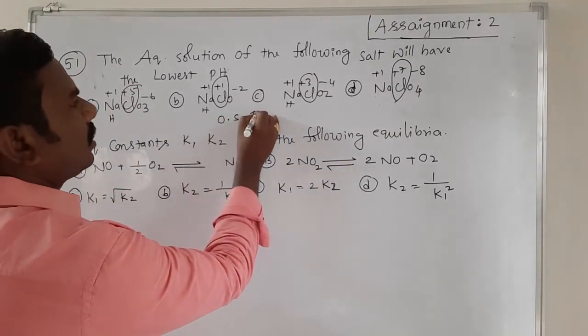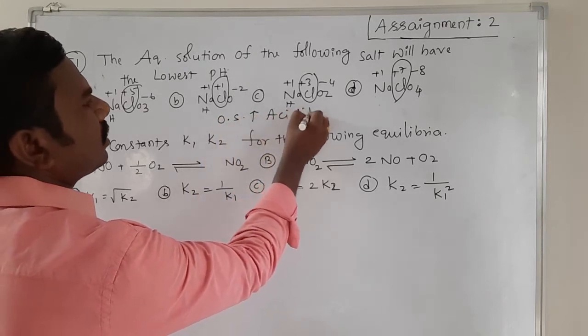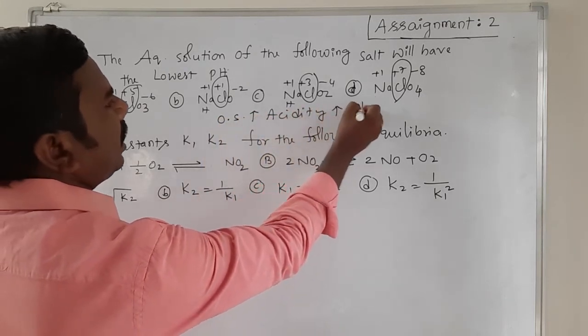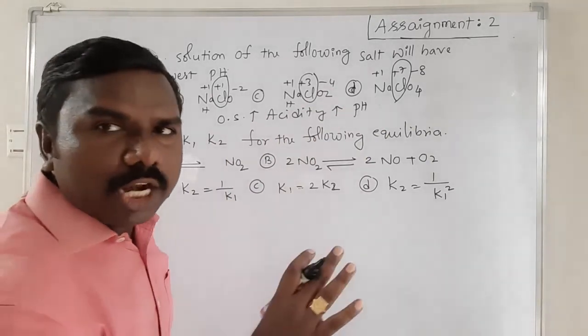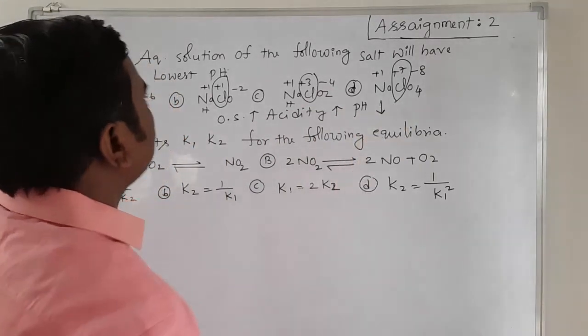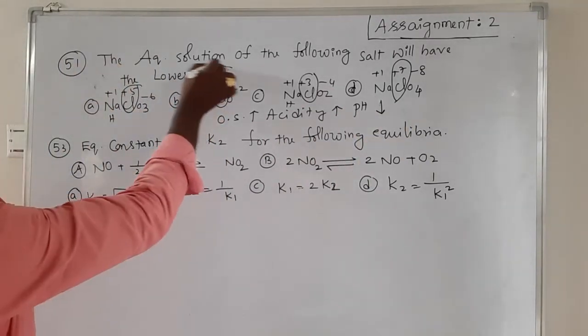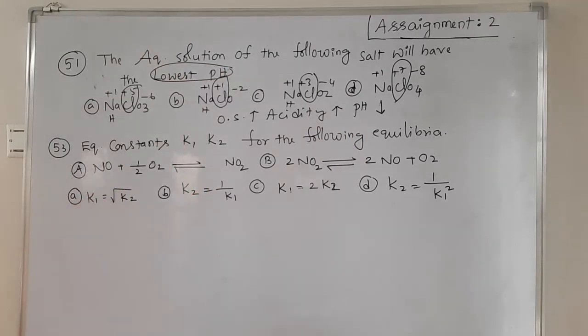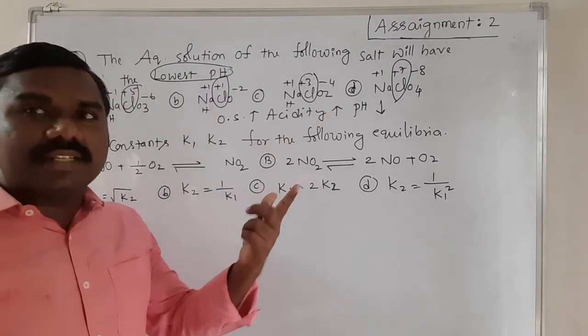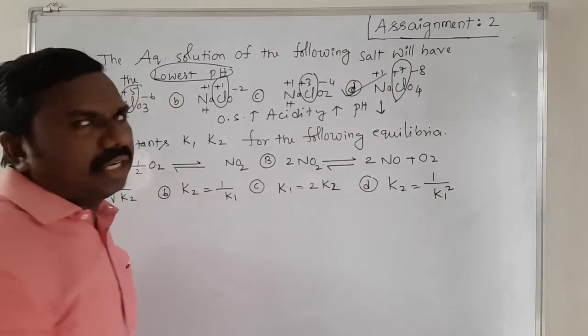Oxidation state increases, acidity increases. Then pH is very close to 1. pH decreases. They are asking which salt will have the lowest pH. pH is lower for the higher oxidation state. Hence option D is correct for this question.